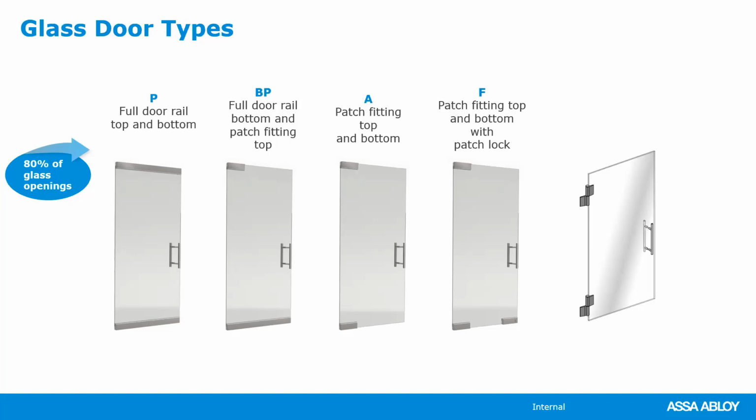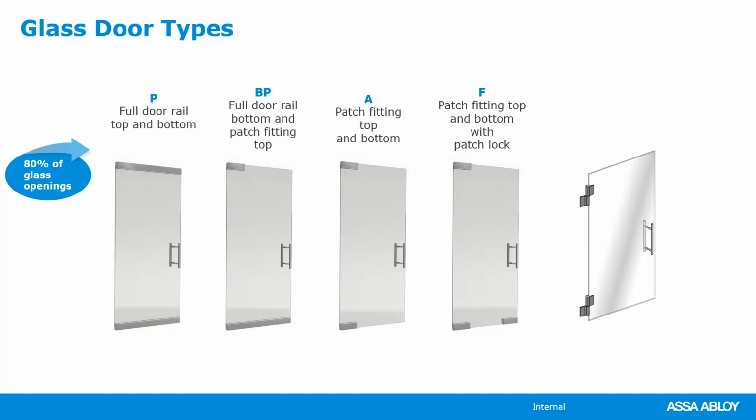ADA requires door surfaces 10 inches above the finished floor to extend the entire length of the door with a door rail, unless that door rail has a leading edge that is no less than 60 degrees from the face of the door. So P-style doors are a really great option for ADA. And then of course it gives you additional options to go to taller openings that we'll talk about later as well.